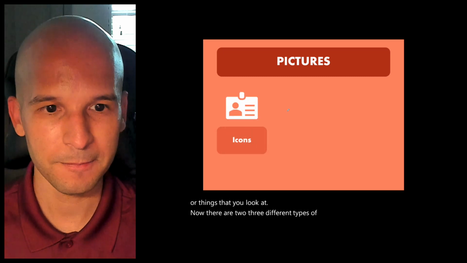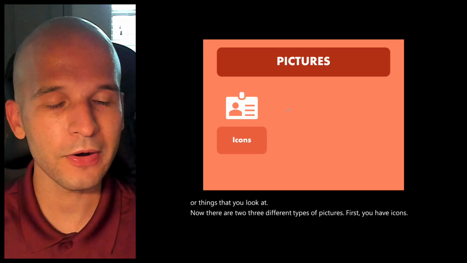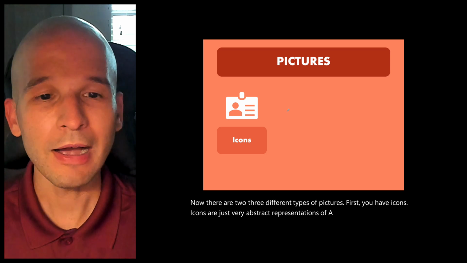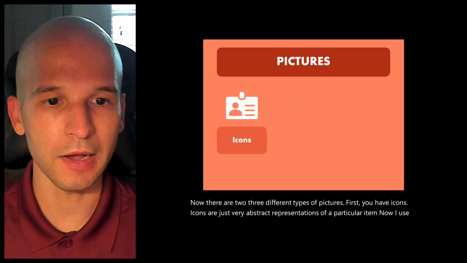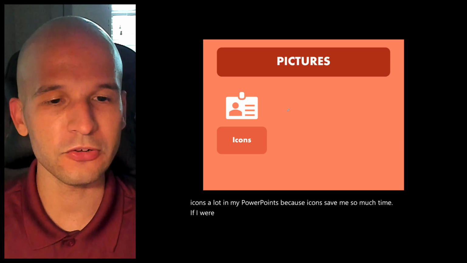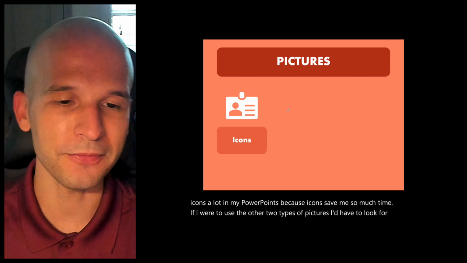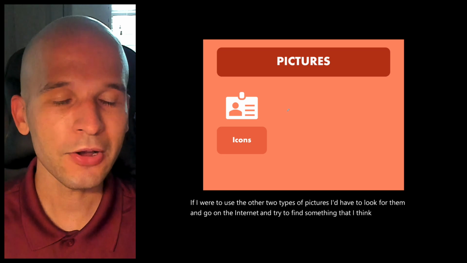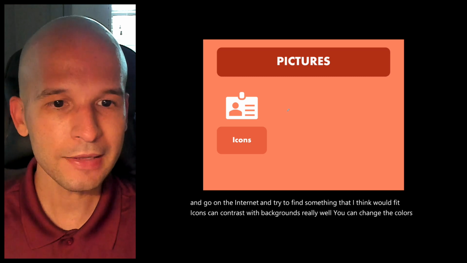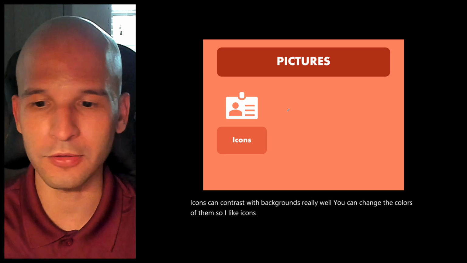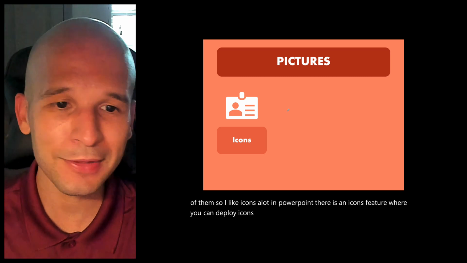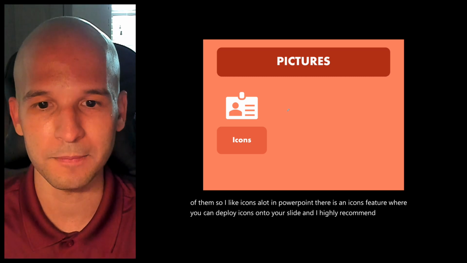First, you have icons. Icons are just very abstract representations of a particular item. I use icons a lot in my PowerPoints because icons save me so much time. If I were to use the other two types of pictures, I'd have to go on the internet and try to find something that I think would fit. Icons can contrast with backgrounds really well. You can change the colors of them. So I like icons a lot. And in PowerPoint, there is an icons feature where you can deploy icons onto your slide. I highly recommend them for symbolic pictures.